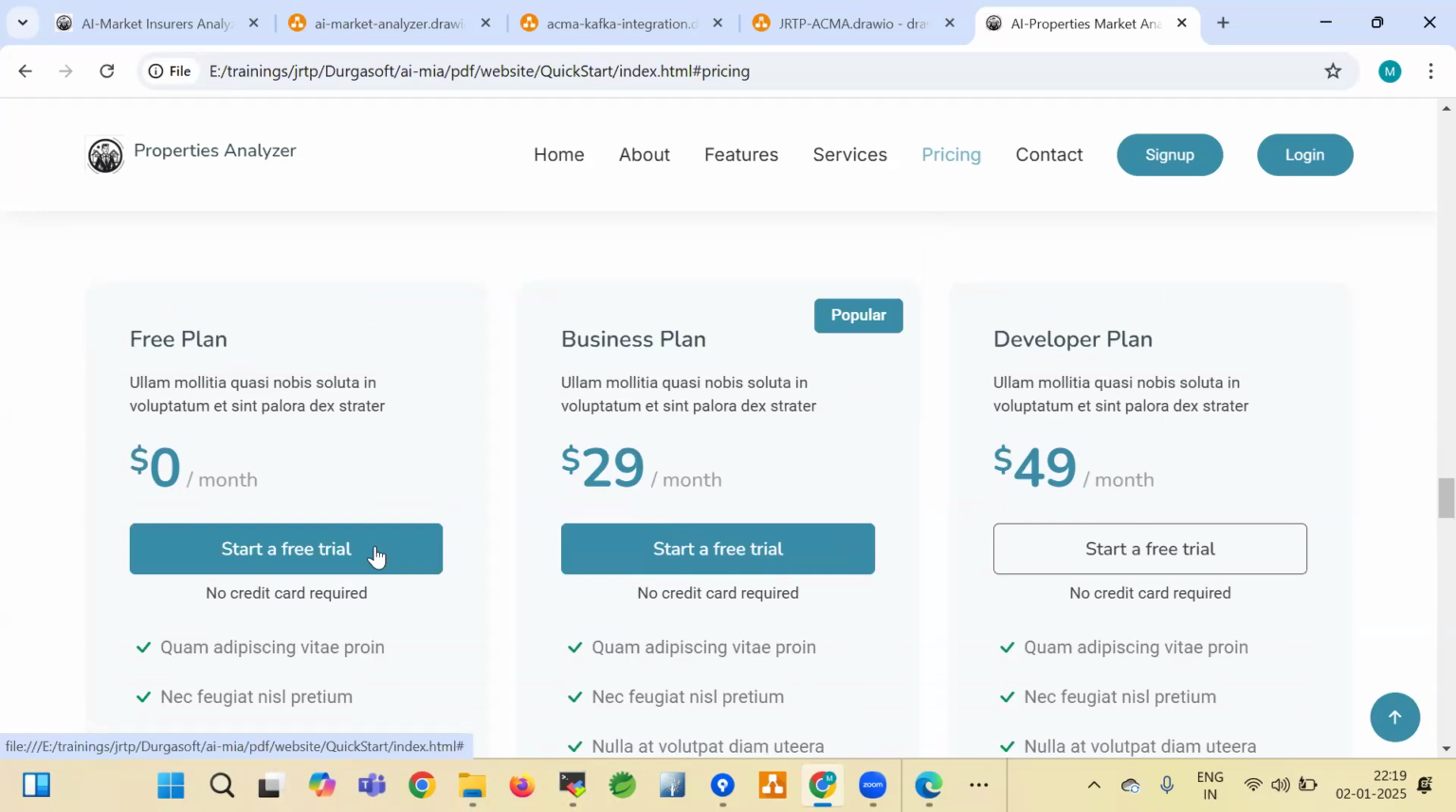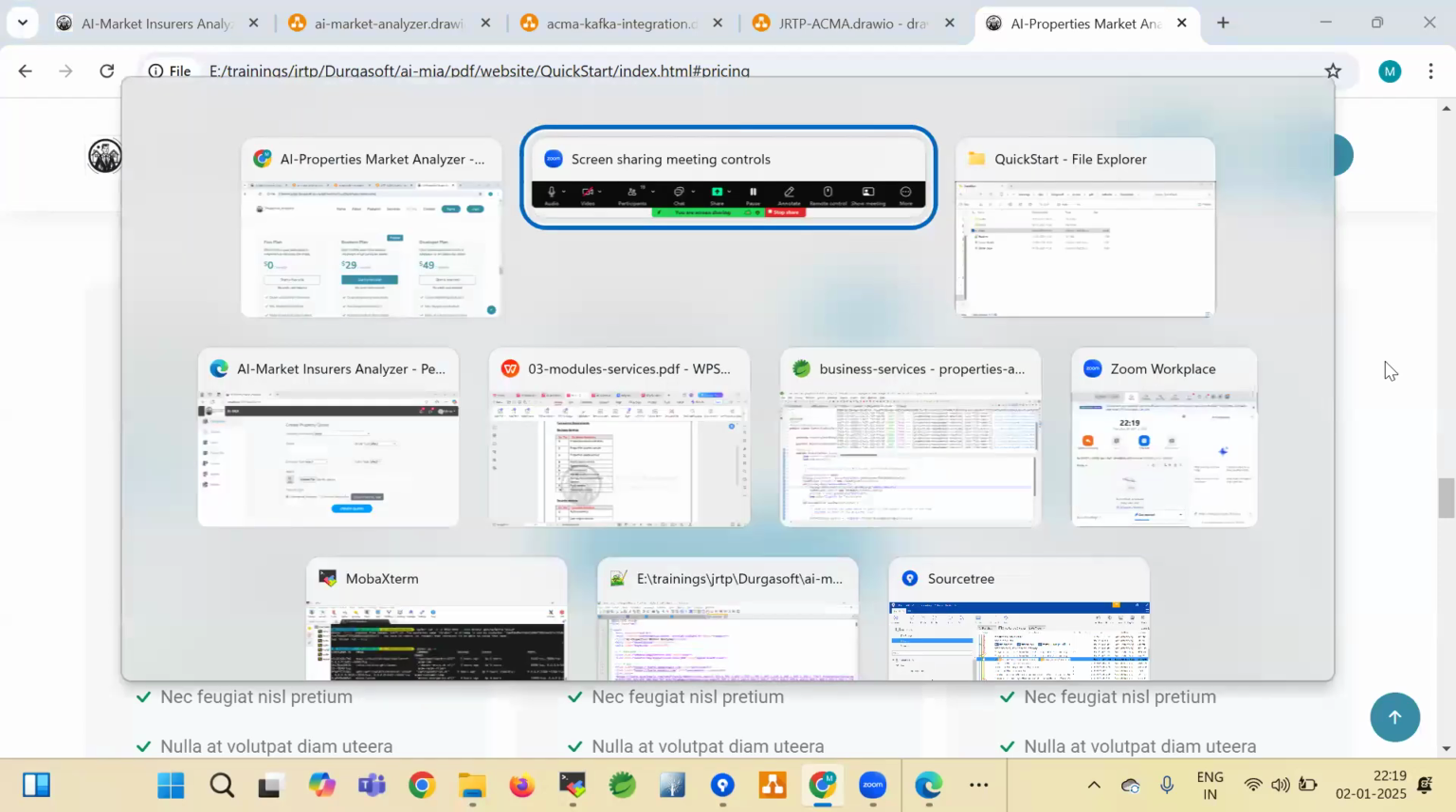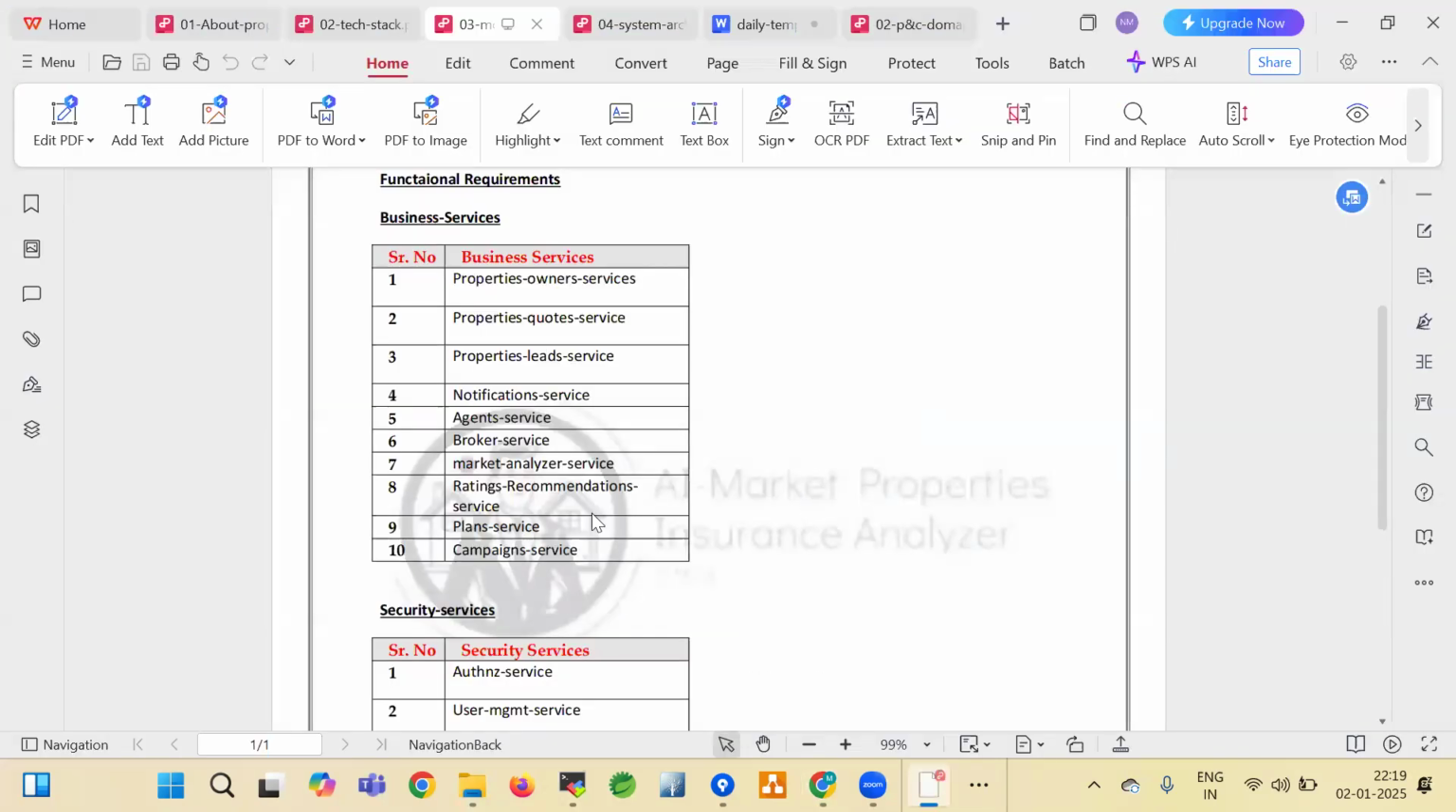No, they don't have. They have to pay, and then they have to register. But the property owners will have the free plan. So free plan, or the business plan, or the developer plan. So that's where we have the plan service as well.